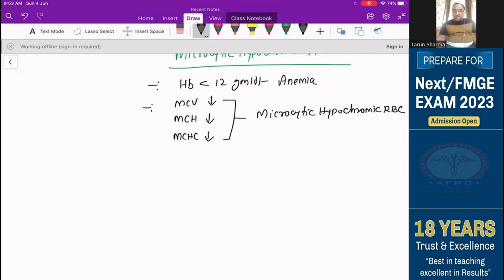Now you will get confused about what type of anemia it is, whether it's iron deficiency, sideroblastic, anemia of chronic disease, or thalassemia. Okay. So how will you make out which type of anemia it is? We'll see one by one. First of all I'll tell you the iron deficiency, followed by the rest of the anemias. Then finally I will tell you how you will approach a case of microcytic hypochromic anemia. Okay.